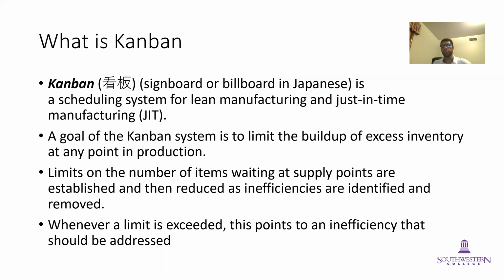Kanban is a Japanese word for signboard or billboard. And it's a scheduling system for lean manufacturing and just-in-time manufacturing. So it's a tool that people use to say when I need something. I just use a kind of signal system to raise a flag saying, all right, I need something right now, right away. A final goal of a Kanban system is to limit the build of excessive inventory at any point in production.